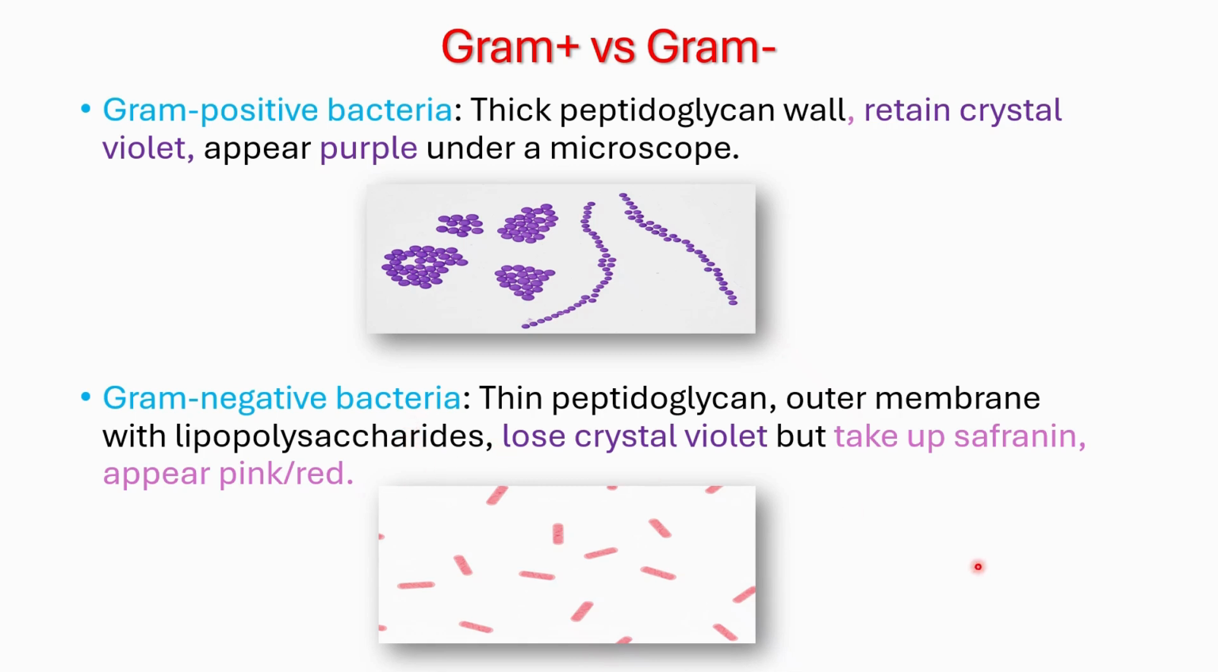These bacteria lose the crystal violet during decolorization but take up the safranin counterstain, so they appear pink or red under the microscope. The gram staining helps us to differentiate bacteria into gram-positive and gram-negative based on their cell wall structure. This makes it easier to identify the type of bacteria present in a specimen.